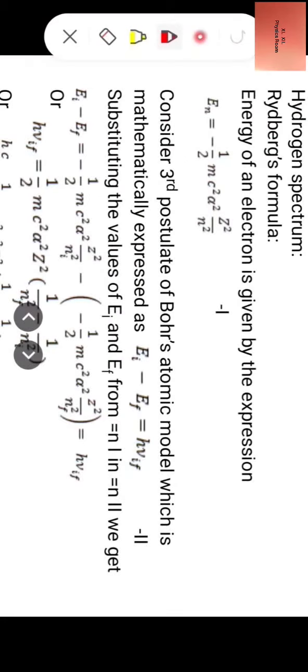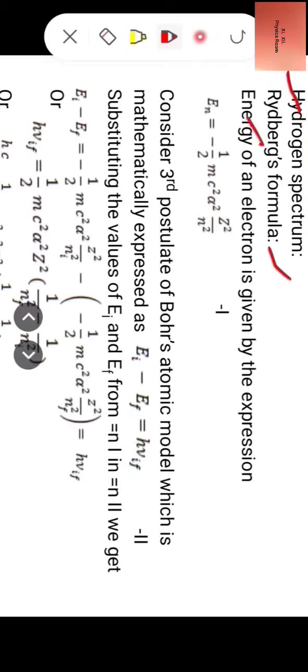After learning about energy levels of an atom of any element and hydrogen in particular, we come to understand about hydrogen spectrum. Now, to learn about hydrogen spectrum, we need to derive Rydberg's formula. Now, how can we derive Rydberg's formula? Let us see.